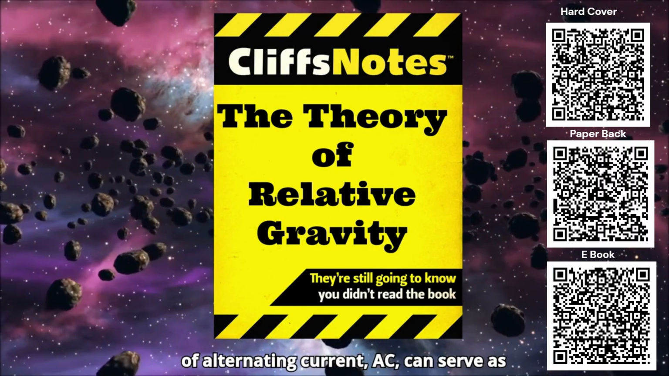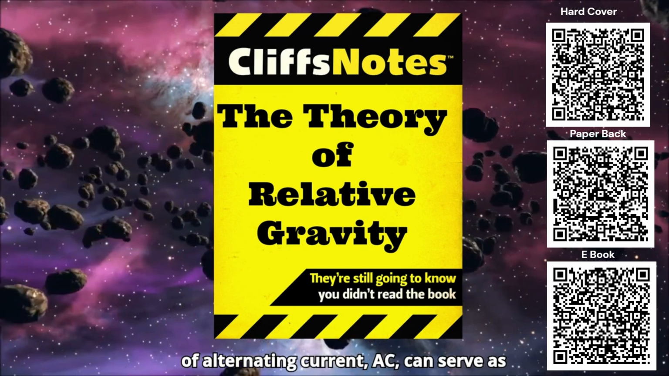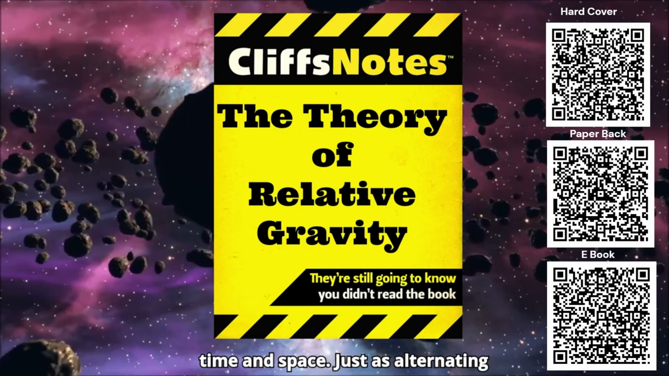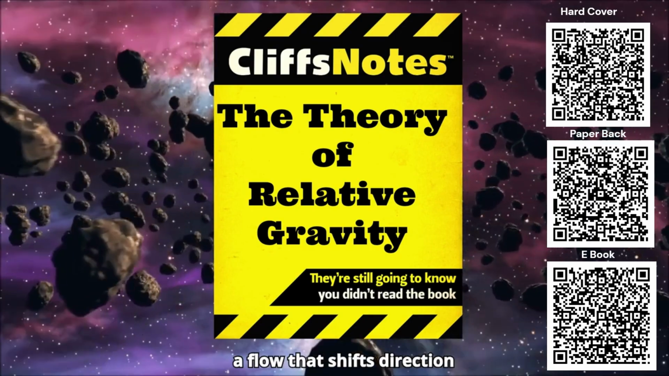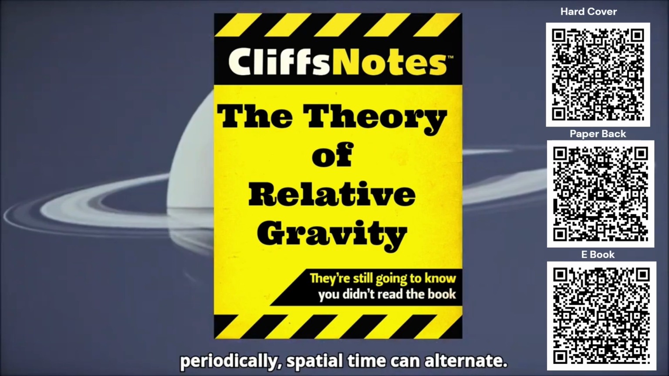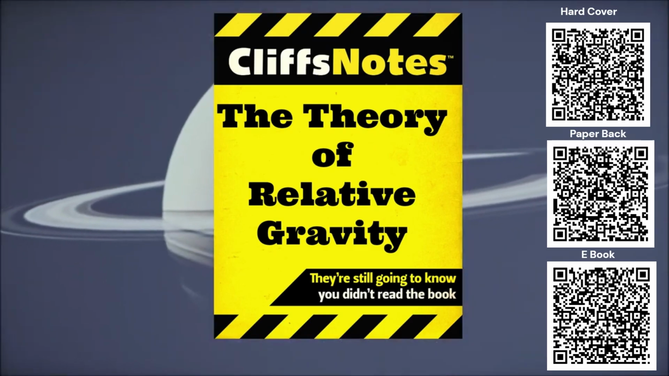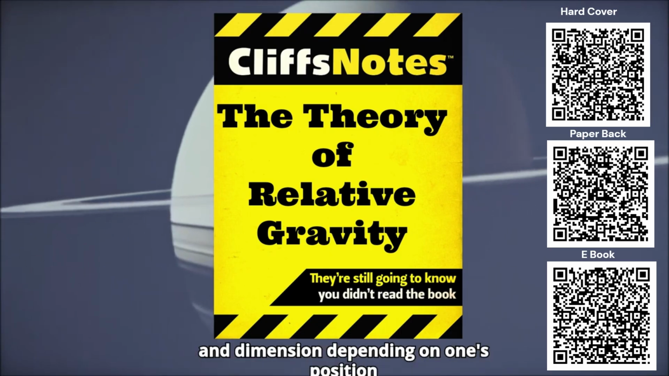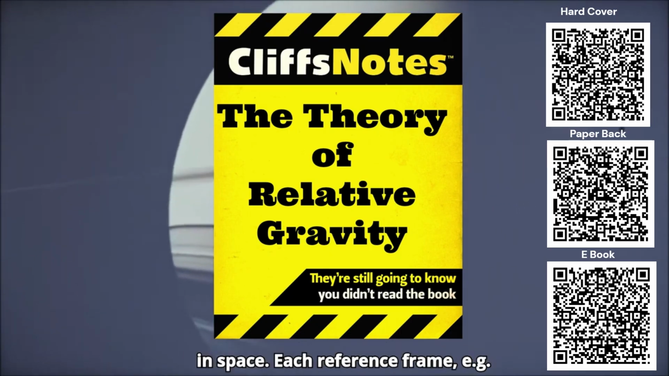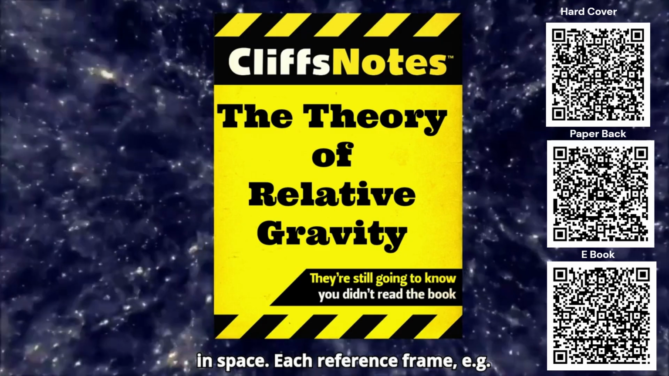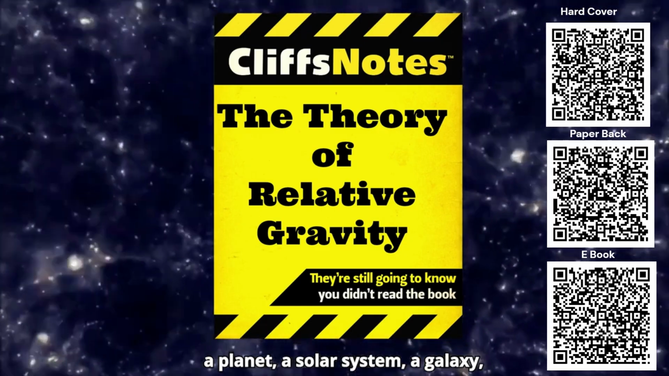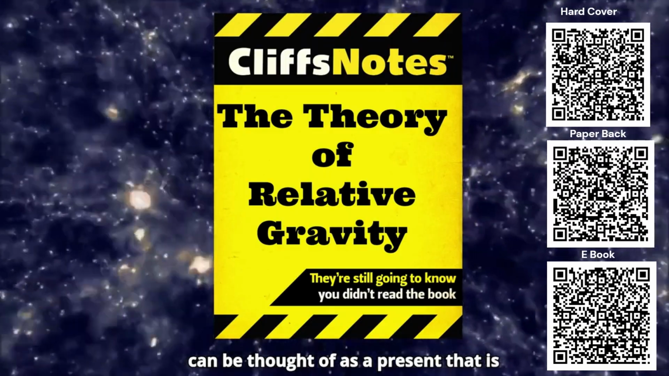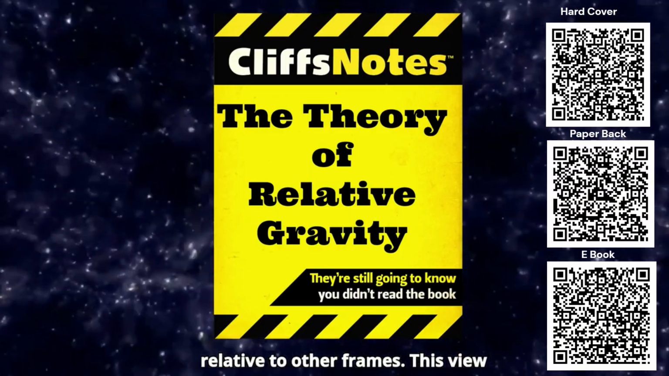The idea of alternating current, AC, can serve as a metaphor for the relationship between time and space. Just as alternating currents in electrical systems represent a flow that shifts direction periodically, spatial time can alternate, giving rise to asynchronous reference frames, different perspectives of time and dimension depending on one's position in space. Each reference frame, e.g. a planet, a solar system, a galaxy, represents its own version of time, which can be thought of as a present that is relative to other frames.